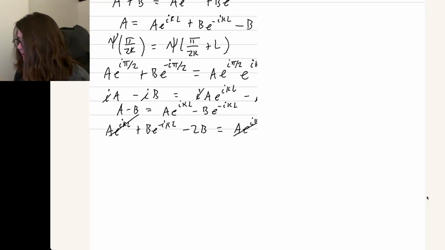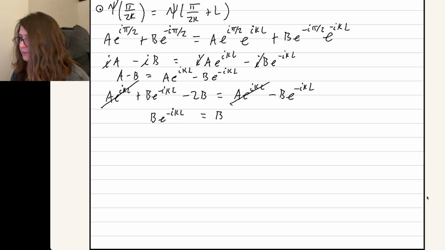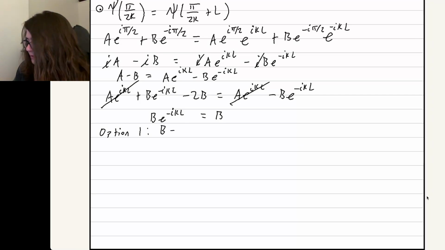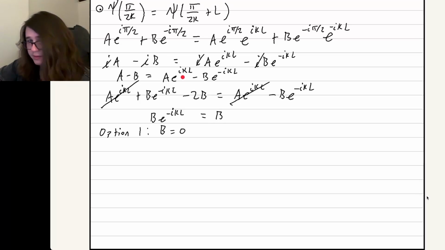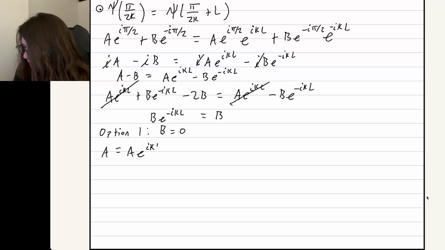This equation has lots of different solutions, and we're going to run through a couple of them. The first option we're going to look at is that this equation is solved trivially if b is equal to 0. That's pretty crazy. But if b equals 0, then we go back to this equation up here, where now we have a is equal to a e to the ikL.